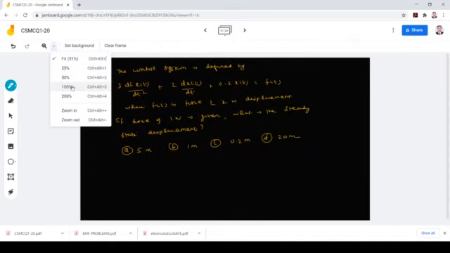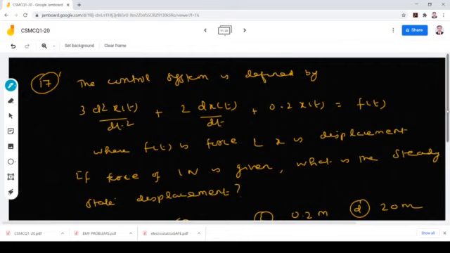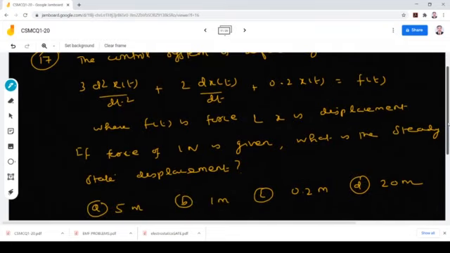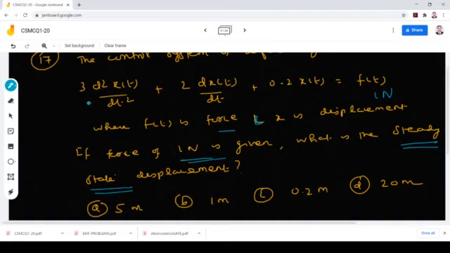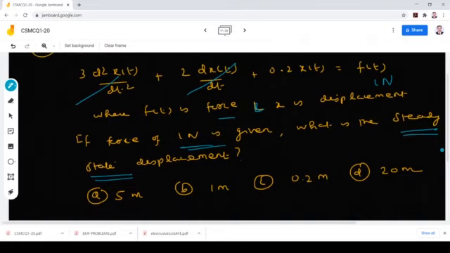Okay, next one. The control system is defined by this equation, where f of t is force and x is displacement. If a force of 1 Newton is given, what is the steady state displacement? So they are telling steady state. At steady state, what will happen? The d squared term will become 0, the dx term will become 0. So this term will be 0. So at that time, what we have is 0.2 x of t is equal to f of t.